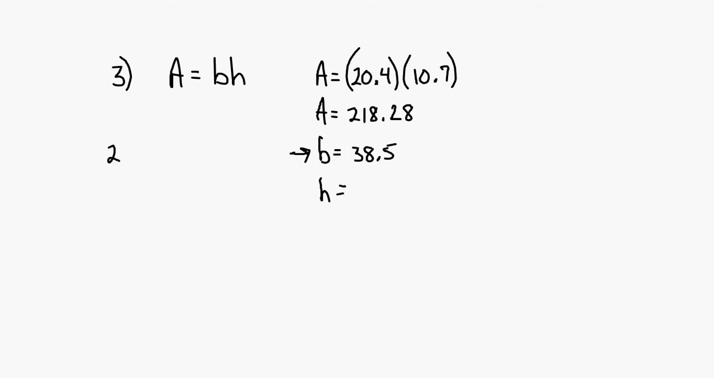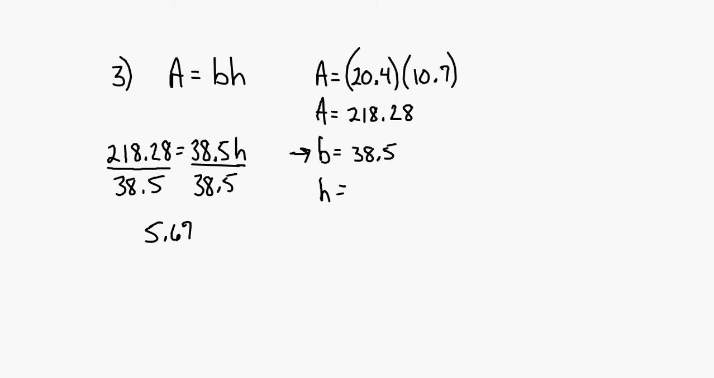So take your area and make it equal to your new base times h, 38.5h. So you would divide each side by 38.5. And that's 5.67 equals the height that corresponds to that base. And rounded to the nearest tenth, it's going to be 5.7.